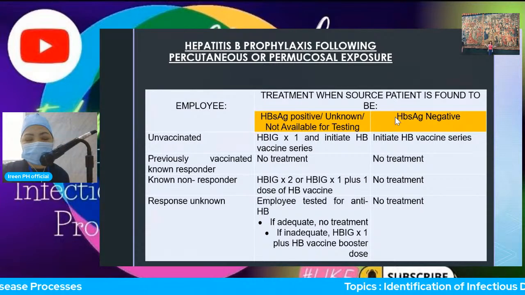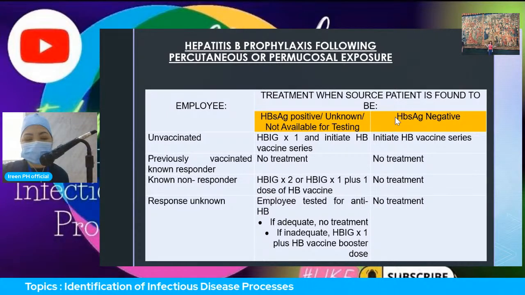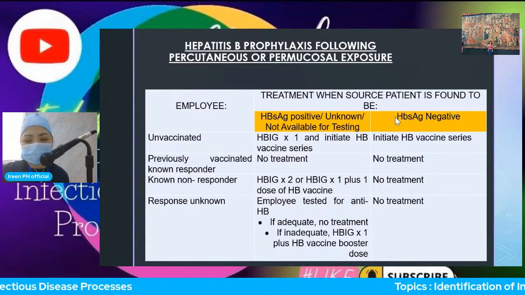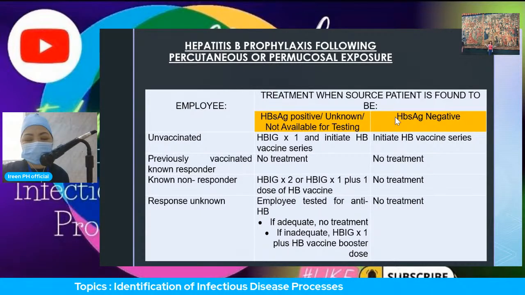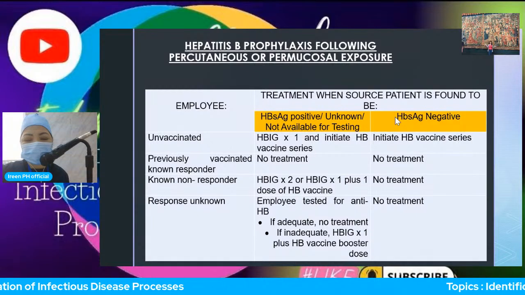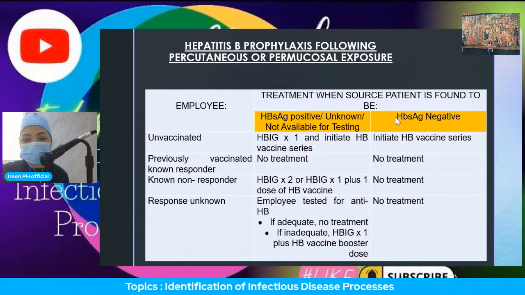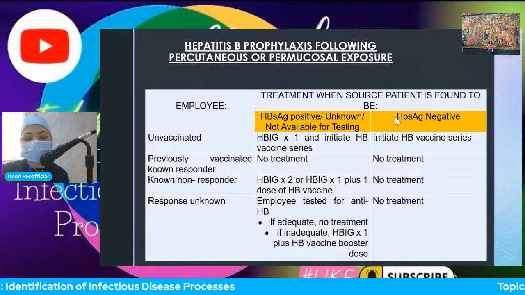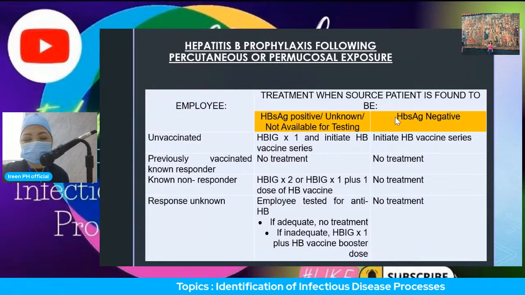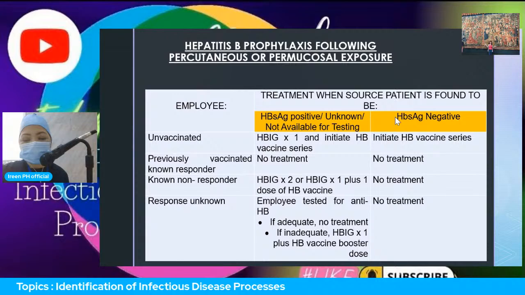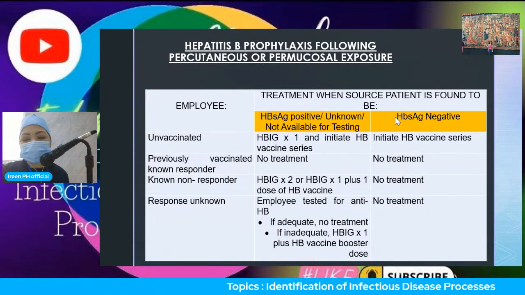If the employee is a previously vaccinated non-responder and the source is HBsAg positive, give Hep B immunoglobulin times 2 or HBIG times 1 plus 1 dose of Hep B vaccine. If the source is HBsAg negative, no treatment. If the response is unknown, the employee should be tested for anti-HBs. If adequate, no treatment. If inadequate, HBIG times 1 plus a Hep B vaccine booster dose. If HBsAg negative, no treatment.